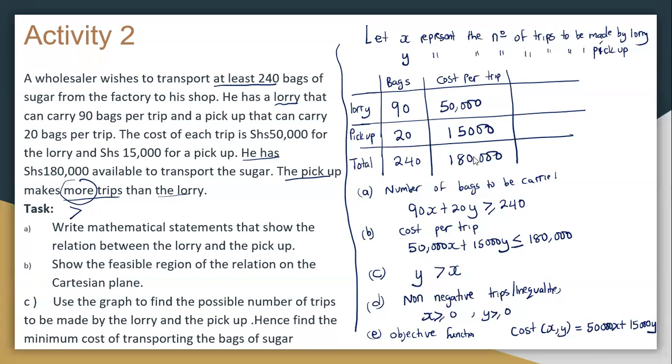Okay, good. That is a very good conclusion. So because the question started with the possible number of trips, we shall say that the possible number of trips that can be made by the lorry, which was x, are 2, and then the ones to be made by the pickup are 3, and the minimum amount or cost of transporting the bags of sugar is 145,000. That's how you conclude.